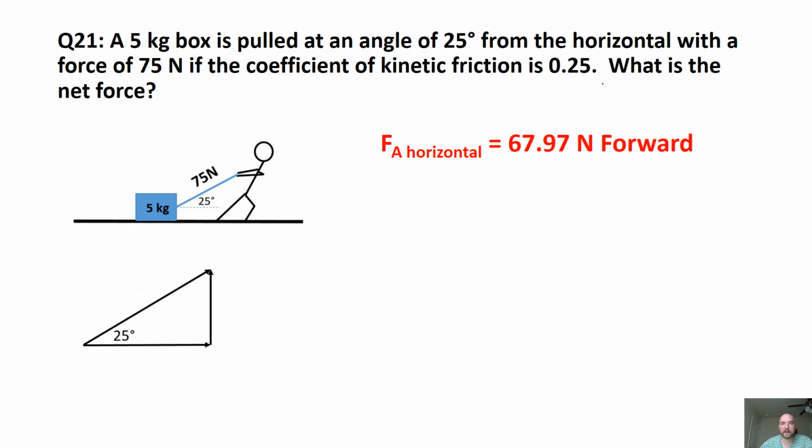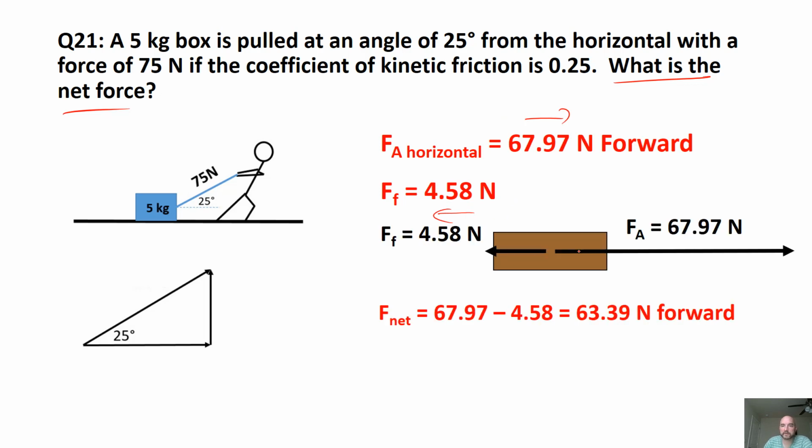Now we can go ahead and answer 21. What is the net force, which is going to go into acceleration? If there's 67.97 newtons forward and 4.58 newtons backwards, we can put that together. We can say forward is positive, backwards is negative, and we subtract the 4.58 backwards, and we get 63.39 newtons forward. So this is the net force that will create the acceleration on this 5 kilogram object.